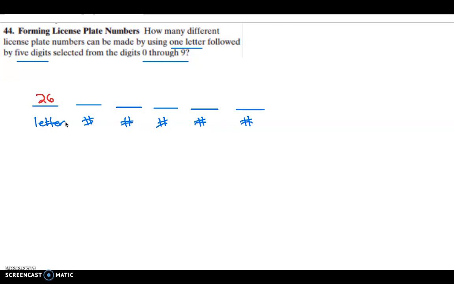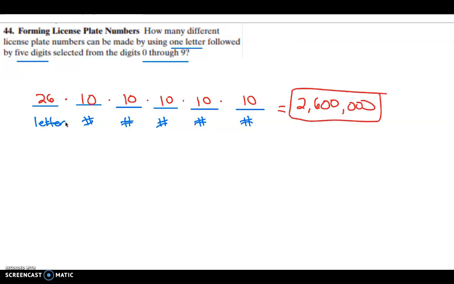And then the numbers, there's no restrictions on our numbers, so it doesn't say you can only have one number occur once without repeating. So there are 10 digits for the first one, 0 through 9. So there are 10 choices in each of these columns or selections. Then I would just multiply all these together, and that would give me 2.6 million. So 2,600,000 different choices of license plates when I have those parameters: a letter followed by 5 numbers.